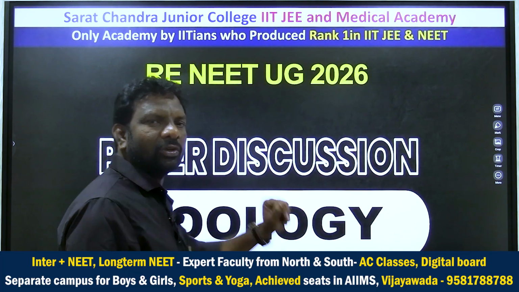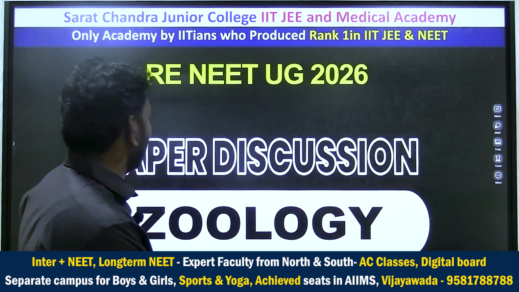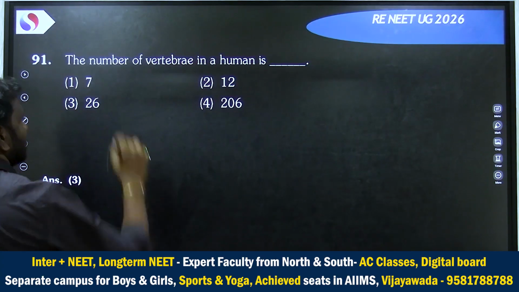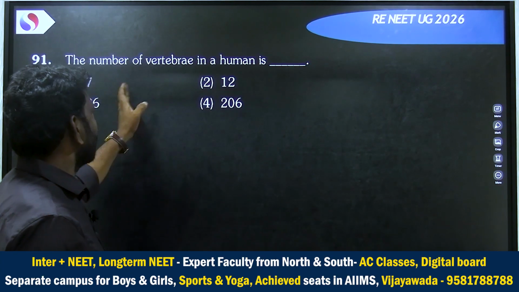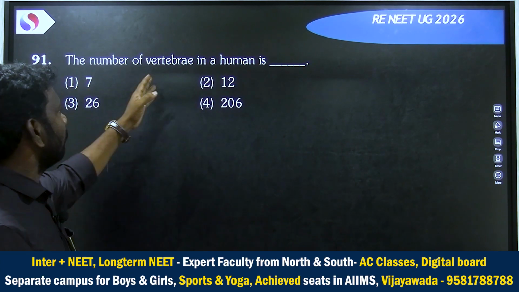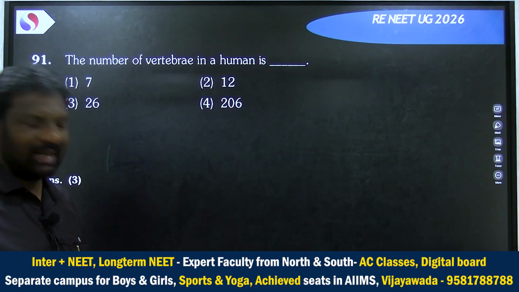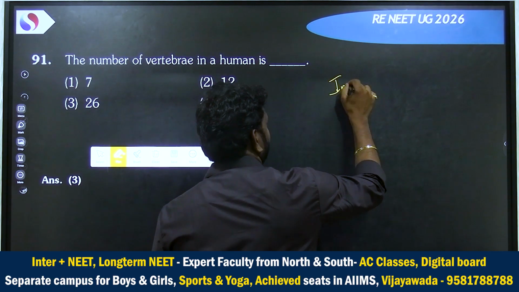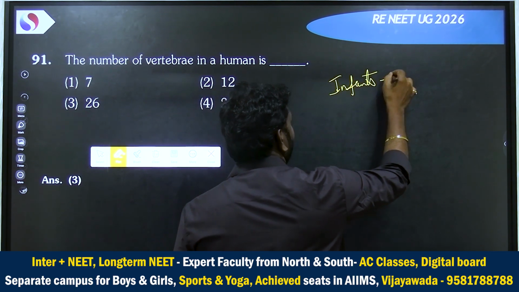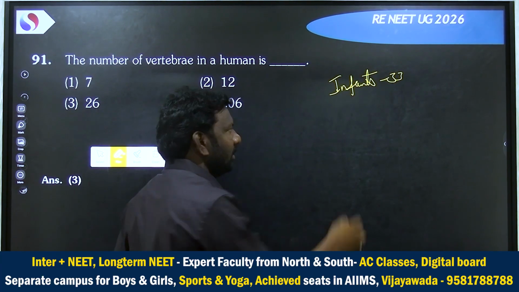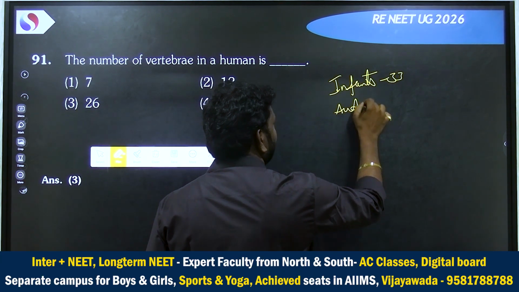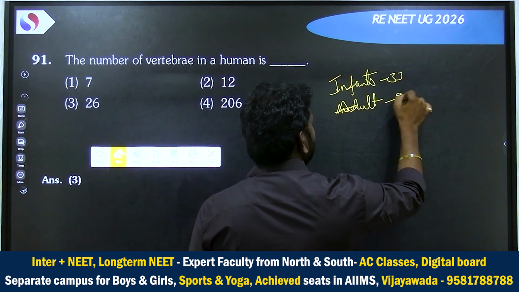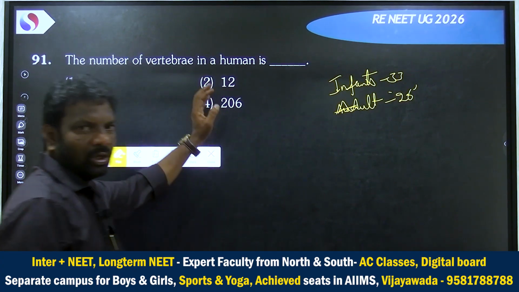So guys, now we are going to discuss the question paper, particularly the zoology paper and zoology questions. First one: the number of vertebrae in humans is generally... to clarify, infants have 33 vertebrae, but adults have 26 serial units called vertebrae.